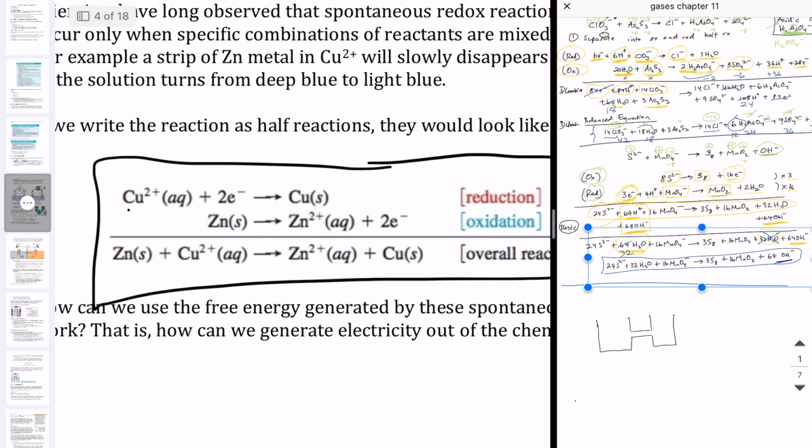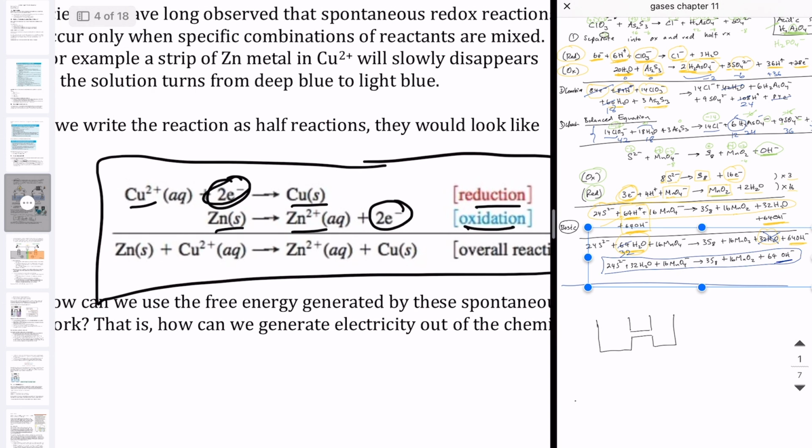Okay, this would be the actual reaction that's happening. So again, the copper ion becomes copper solid, in this case accepting 2 electrons. The zinc becomes zinc ion, releasing 2 electrons. So that's the oxidation, and the copper reaction is the reduction. So when we combine them, we get our redox reaction. And we're trying to figure out how we use those electrons to actually do some work.